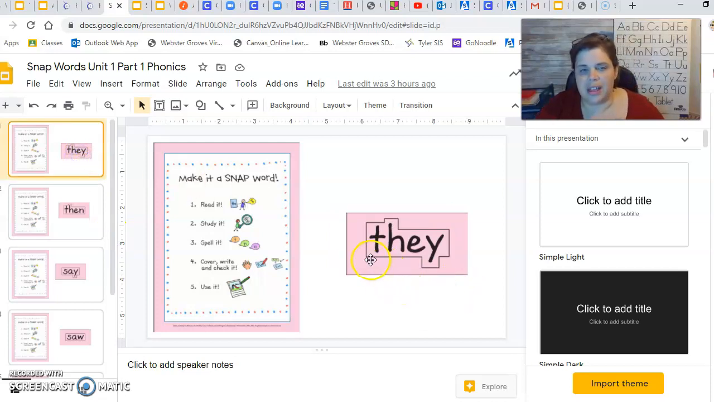Okay, well, this first word that we're going to work on today, actually, I'm on the wrong word. This is the word they. Say it with me. They. Excellent. That's our first step in making a word a snap word. The next thing you need to do is study the word they. What do you see? I'm going to give you a few seconds to tell me what you see in the word they.